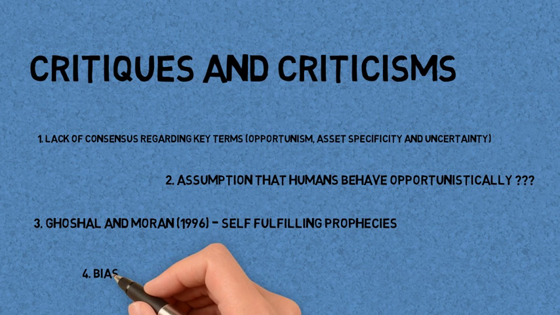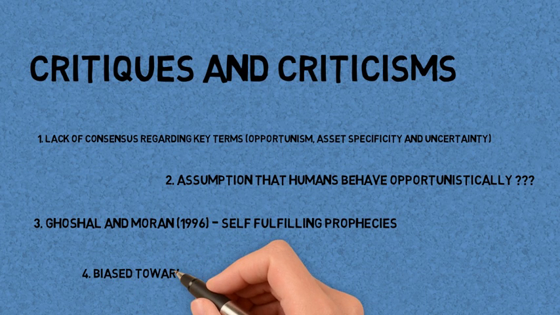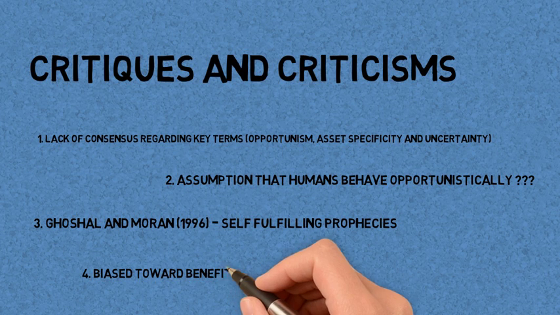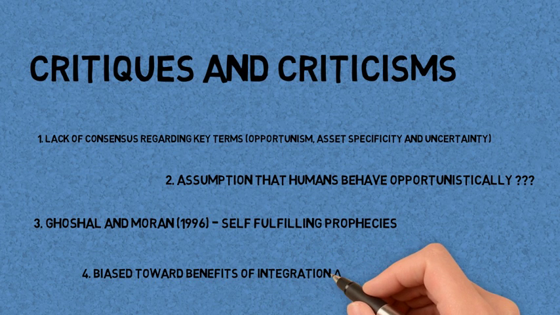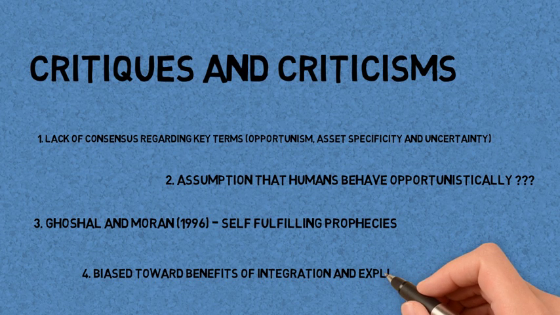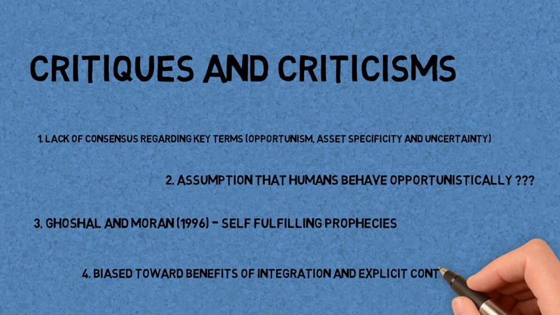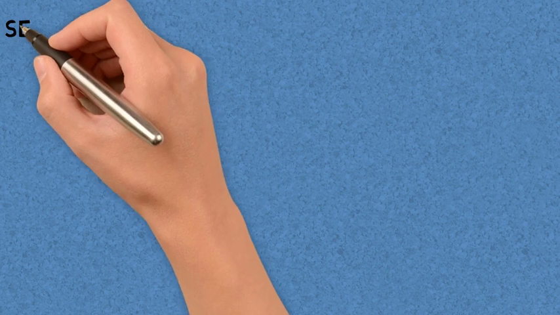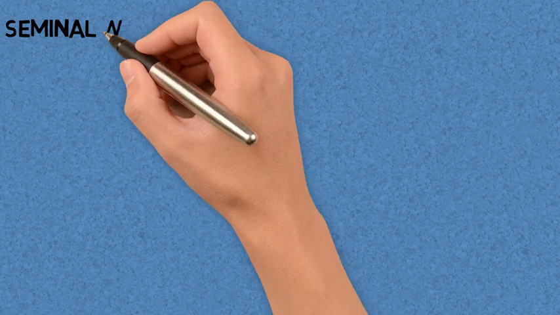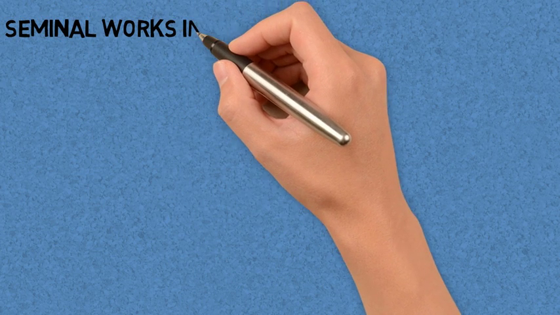Fourth, critics have argued that transaction cost economics theory is biased towards benefits of integration and explicit contract safeguards. The theory has not been able to explain anomalies or situations where organizations can exist quite successfully without typical governance structures. Now let's discuss some of the research conducted in transaction cost economics.